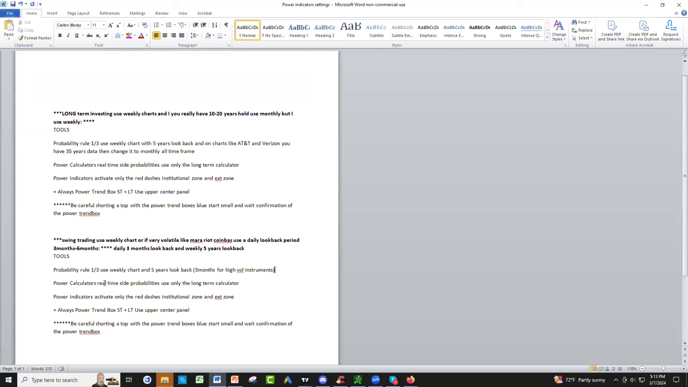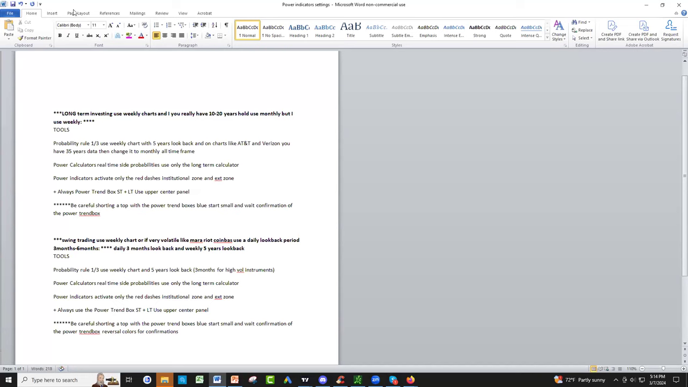Power calculator, long-term trading side by side, use only the long-term calculator. Power indicator, activate the red dashes and extension zones. Always use the power trend box, upper level central panel. Be careful shorting the top with the power trend box blue. Start small and wait for confirmation of power trend box reversal colors for confirmations.